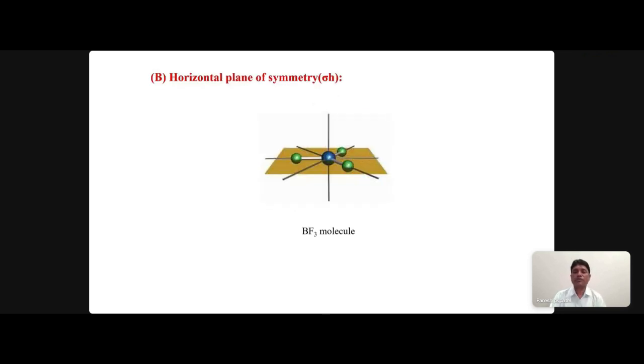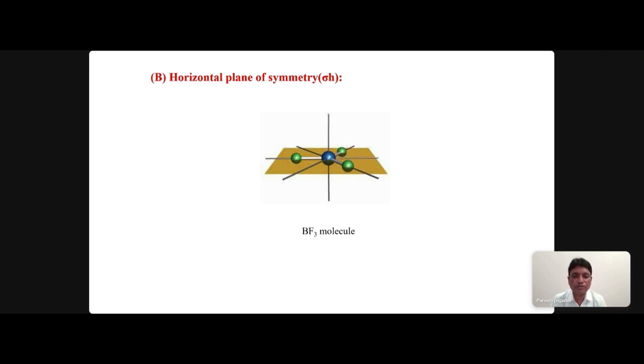The second type of plane of symmetry is the horizontal plane of symmetry. The horizontal plane of symmetry can be symbolized by sigma h. Now, what is a horizontal plane of symmetry? If the plane is perpendicular to the main principal axis, that type of plane of symmetry can be recognized as a horizontal plane of symmetry.